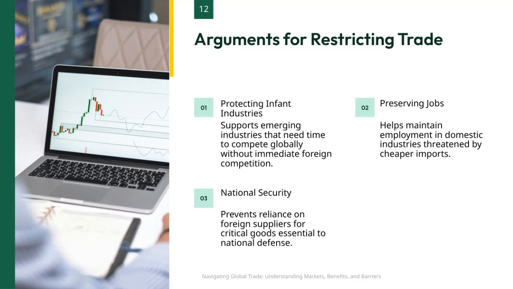Here we explore some key arguments for restricting trade. First, protecting infant industries is crucial. These are new and emerging sectors that need time to grow and develop without facing immediate pressure from established foreign competitors. By shielding them temporarily, we give them a chance to build strength and compete internationally in the future.